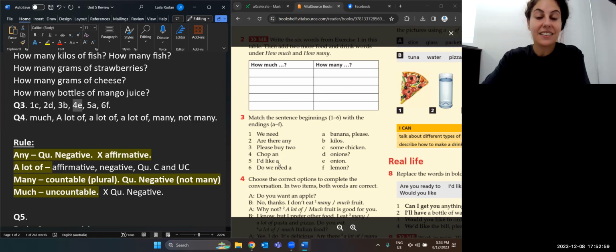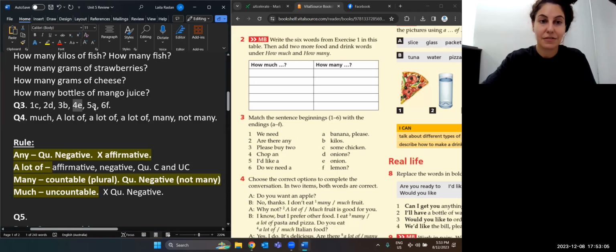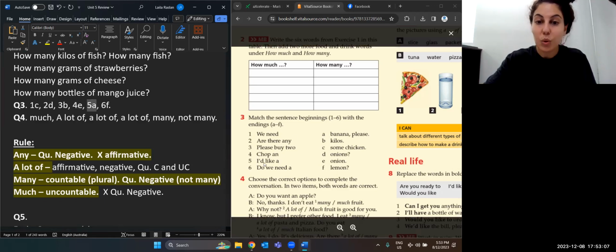I'd like a, now a is singular. I'd like a banana, please. 5A. I would is a polite way to say I want. So if you're ordering something, it's always nice to say I would like. I would like a banana, please. I would like a pineapple, please. I would like a kiwi, please.